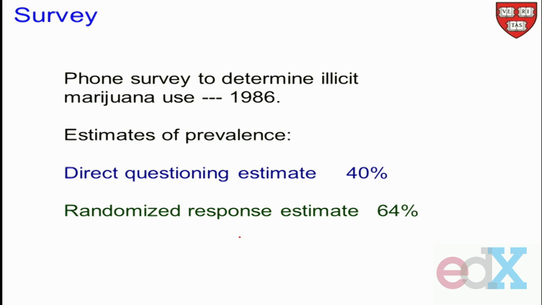They phoned people, and it was illegal in those days to use marijuana, and they asked, are you a marijuana smoker? Who would answer this on the phone? But they got 40% who answered that they would. Then they redid it with this flipping of the coin, with a randomized response, and all of a sudden they got a 64% estimate of prevalence of marijuana use. So it increased the prevalence estimate by 60%. So here is one device that you can use.